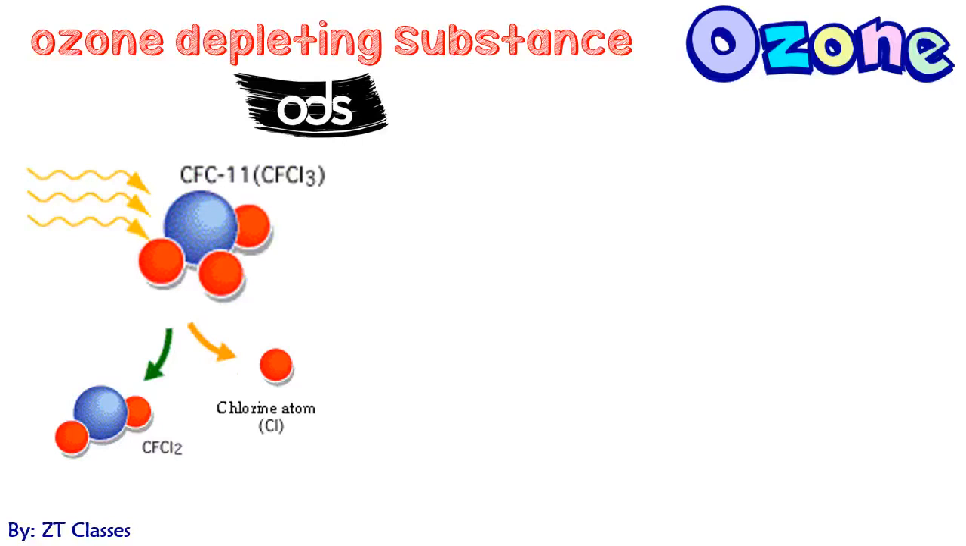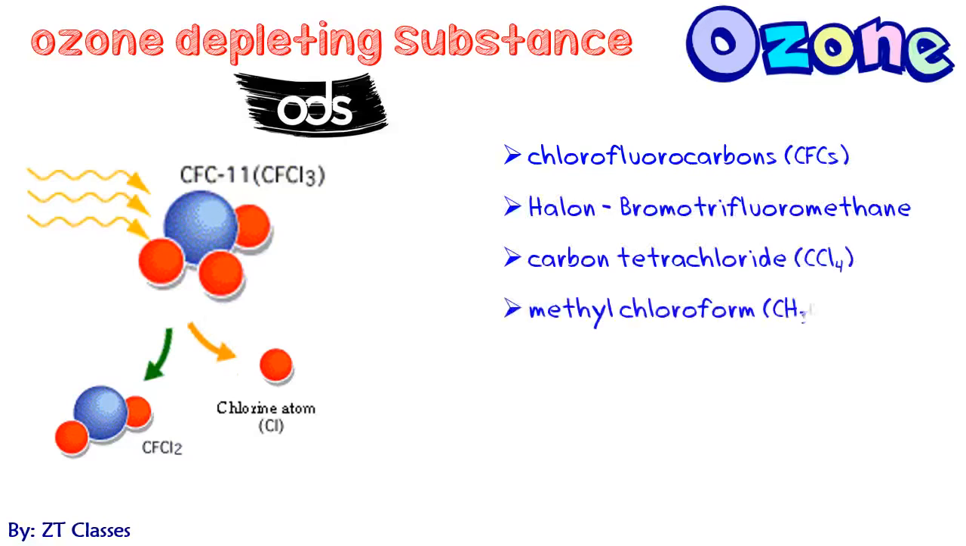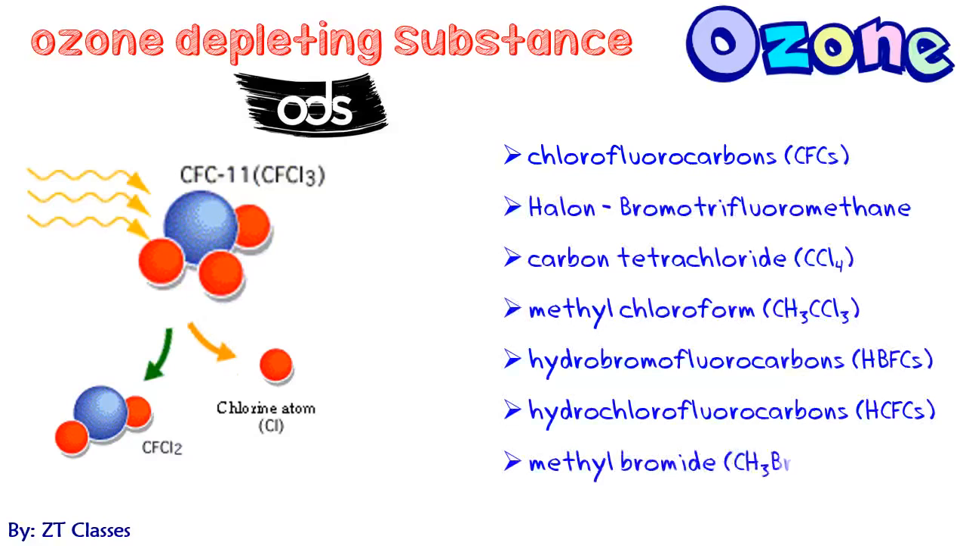So all those molecules together are called ozone depleting substances. Few examples of those are CFC, that is tetrachlorofluoromethane, right? Then you have halons, which are used in extinguishers. Then you have CCl4, and all these are examples of ODS, or ozone depleting substances.